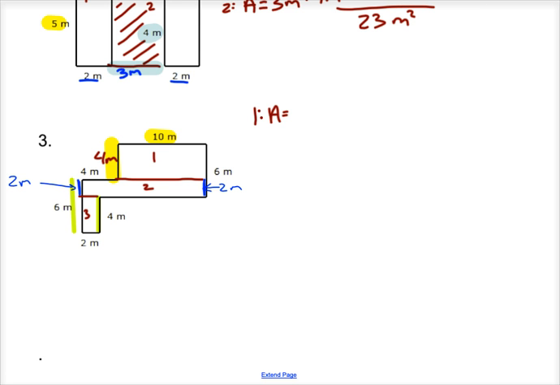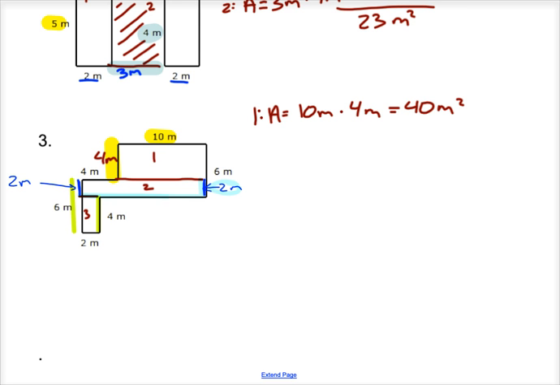So shape number 1, we have a base of 10 meters times a height of 4 meters, gives me an area of 40 meters squared. Going to shape 2. Shape 2, I don't know what the base is because I need to know the entire bottom, but I do know that the height is 2 because it's right here off to the right.